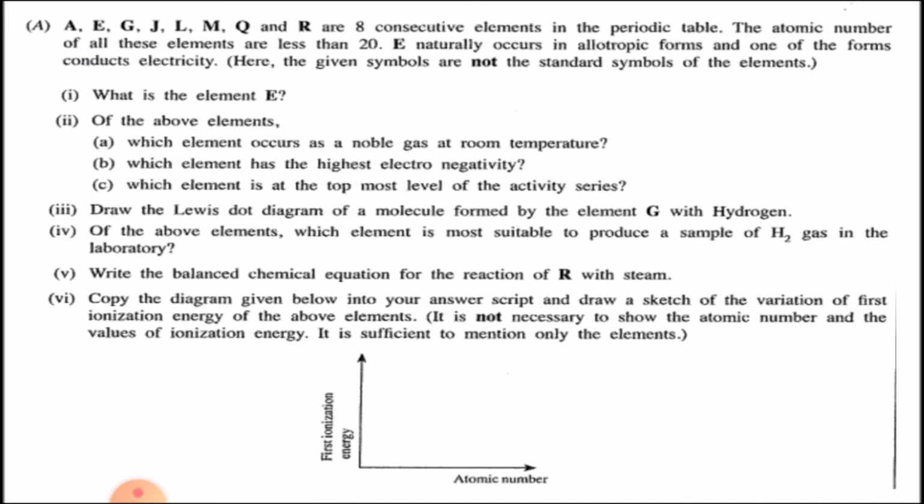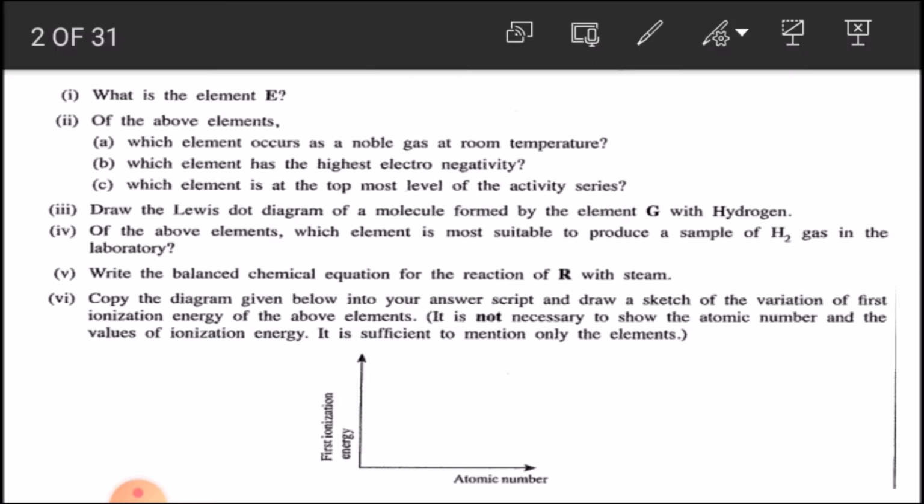Second question, of the above elements, part A, which element occurs as a noble gas at room temperature? Part B, which element has the highest electronegativity? Part C, which element is at the topmost level of the activity series? Question number 3, draw the Lewis dot diagram of a molecule formed by the element G with hydrogen. Question 4, of the above elements, which element is most suitable to produce a sample of gas in the laboratory?